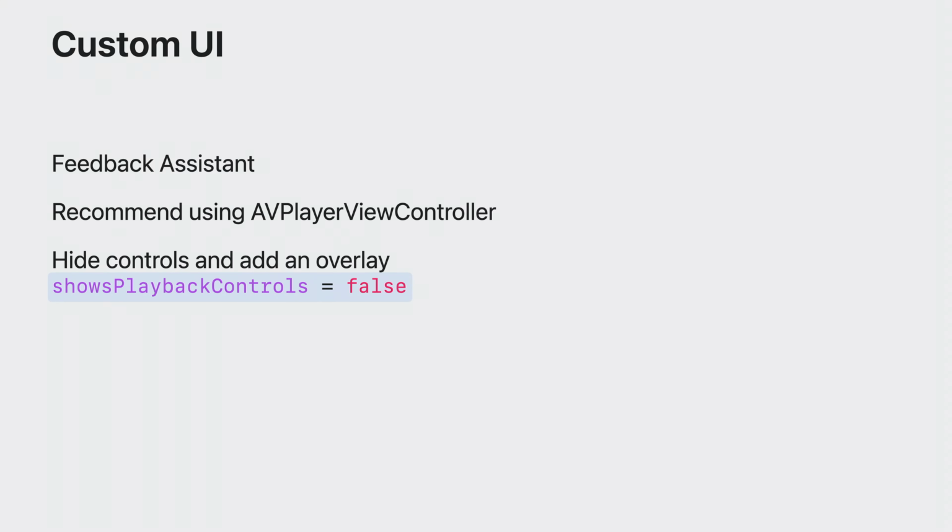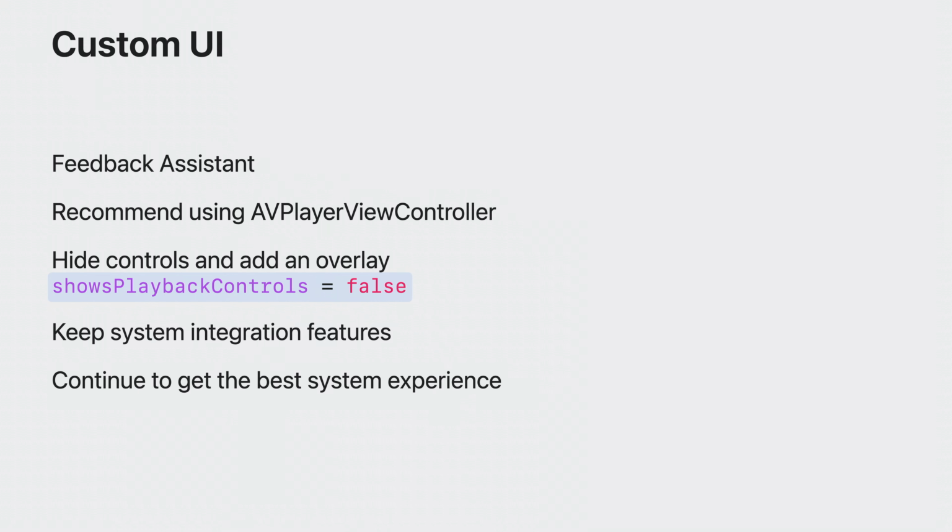You can hide the controls and supply an overlay for your custom UI. This is preferred over using a lower-level API because, as we've demonstrated, AV Player View Controller provides a lot of system integration features beyond just playback controls. And you'll continue to get great system integration features. We've explored AV Player View Controller's full screen experience. Now, let's look at some other use cases for video playback.